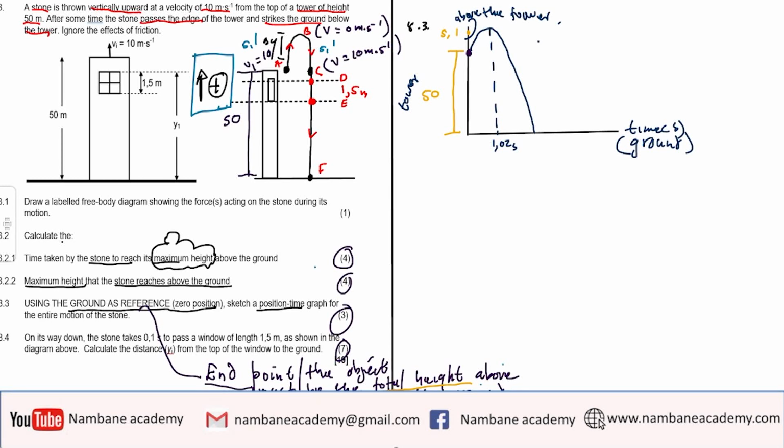And then it will look something like this. Ladies and gentlemen, allow me to write here to say ground as reference. I'm going to change it for the purpose of closing all the gaps. The examiner now says roof of the tower, roof of the tower as reference, or top of the building as reference. How will it look like? Let's draw.